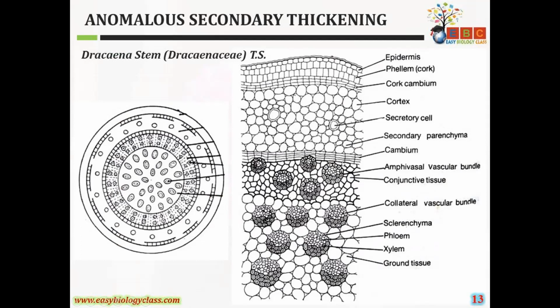This cambium produces more secondary parenchyma towards the outside and less secondary parenchyma towards the inner side. Some are partially parenchymatous and the remaining behave as vascular cambium, which produces the vascular bundles, whereas the remaining partial parenchyma becomes lignified and is called conjunctive tissue. This process continues, so many amphivasal vascular bundles are present. So this is about the anomalous secondary growth in Dracaena.